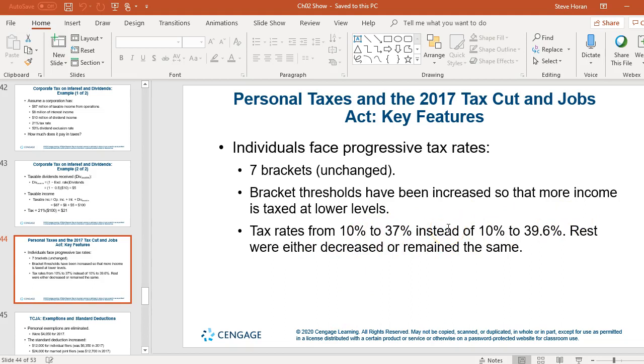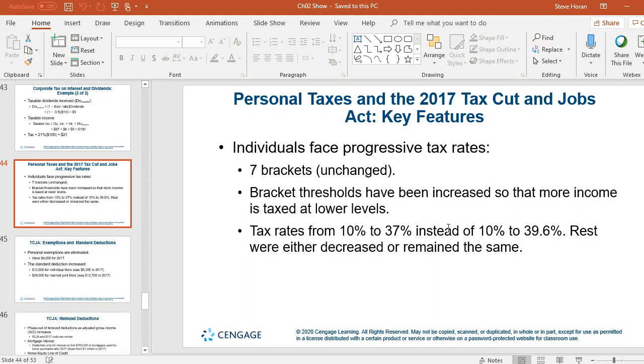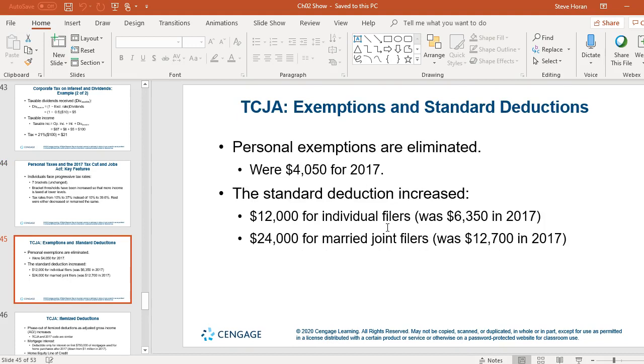Everything either stayed the same or went down a little bit, just depending on what bracket you happen to be in. And most middle income, if you just said, what's the average taxpayer, middle income America, their bracket's probably in the low 20s, 20 to 25% would be the vast majority of people.